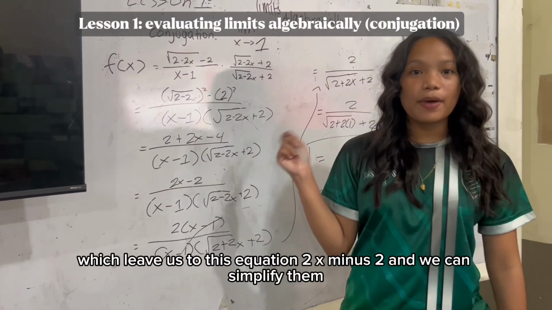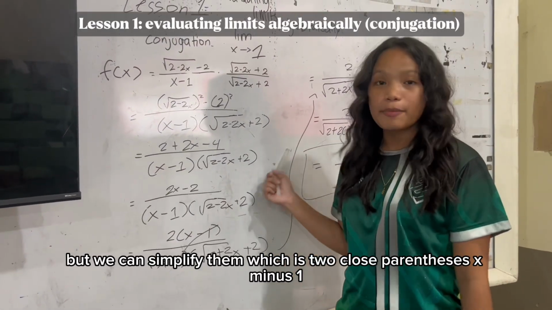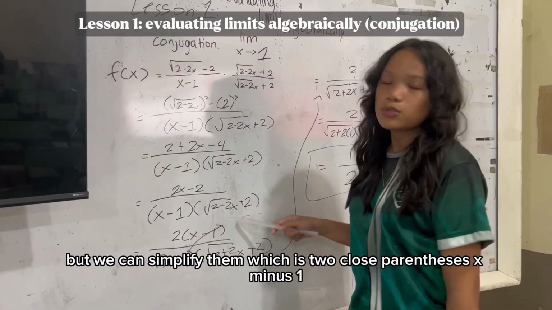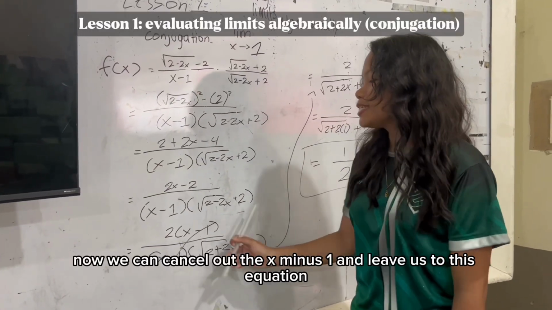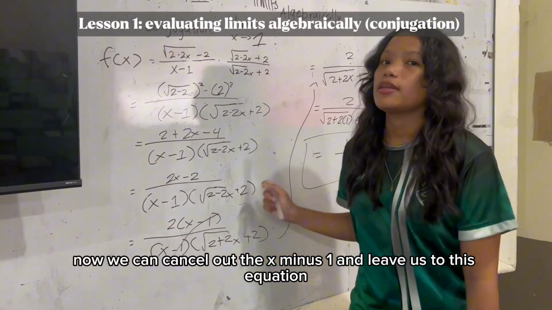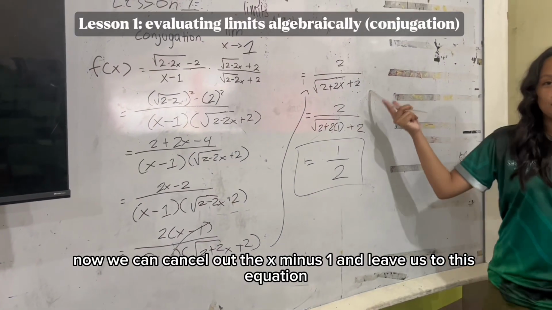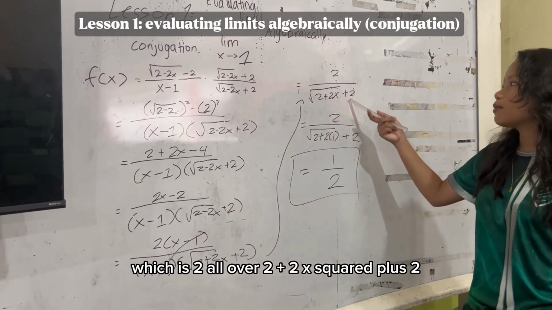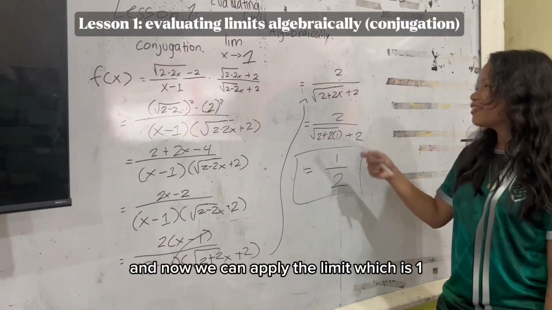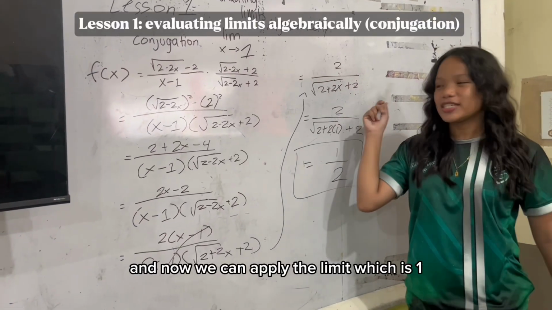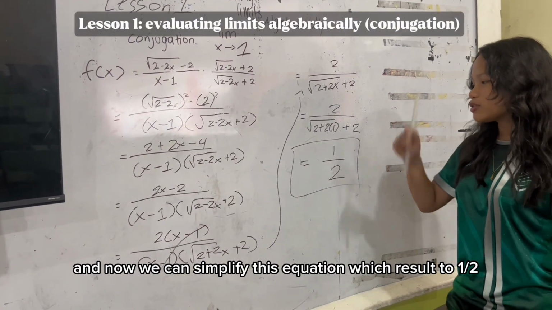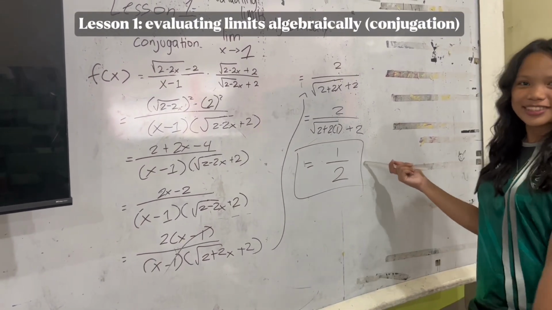And we can simplify them, which is 2 open parenthesis x minus 1 close parenthesis. Now we can cancel out the x minus 1 and that leaves us with this equation, which is 2 all over 2 plus the square root of 2x squared minus 2. And now we can apply the limit, which is 1. And now we can simplify this equation, which results in 1/2.